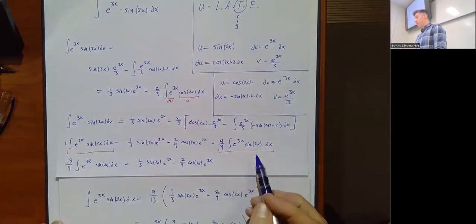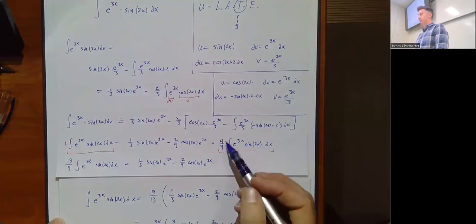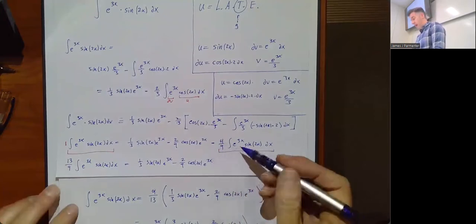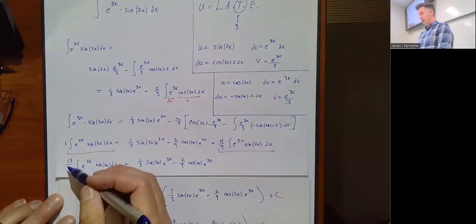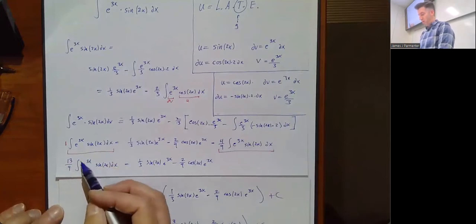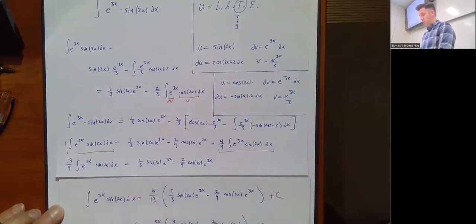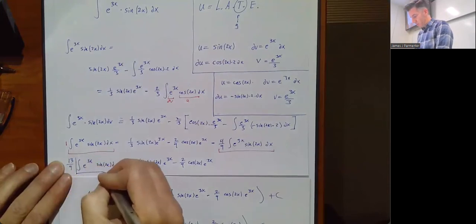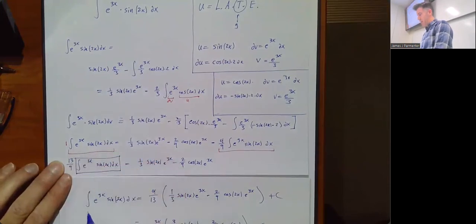You'll end up with the same integral at the end, times some multiple. You'll add that over to the other side and then multiply both sides by whatever the reciprocal of that is to get rid of that. So you can just get this integral we're trying to find all by itself.